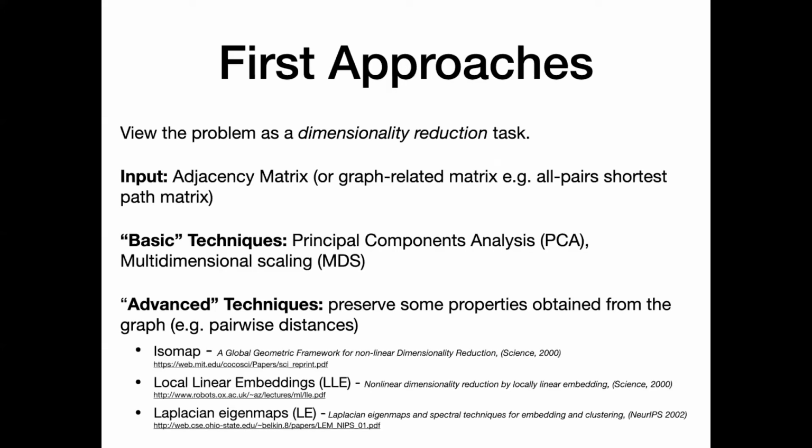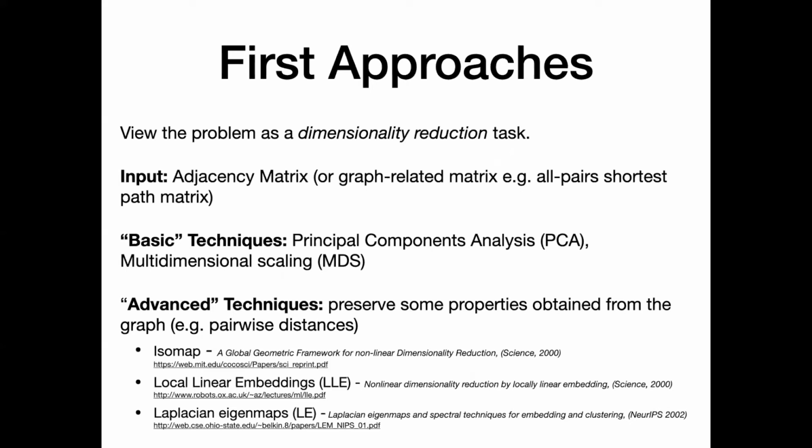So let's give a very brief look at some past approaches. The very first approaches were just based on dimensionality reduction. So the most basic thing you can think of is you take the adjacency matrix and you perform PCA in order to reduce its dimensionality.